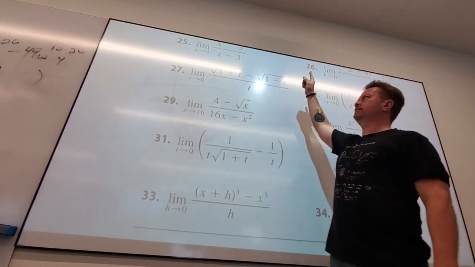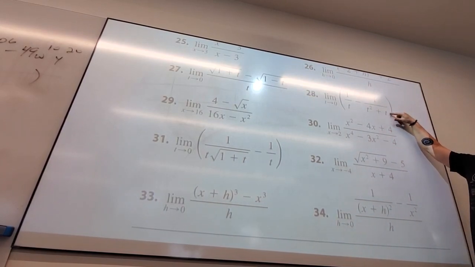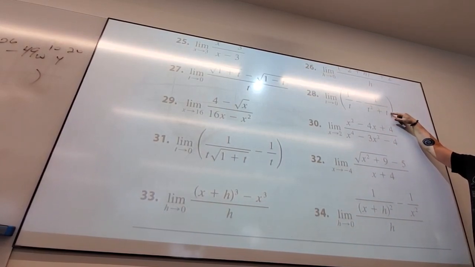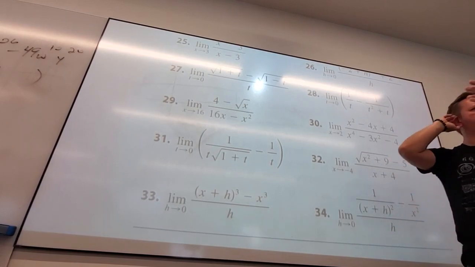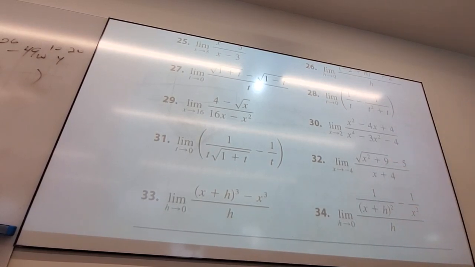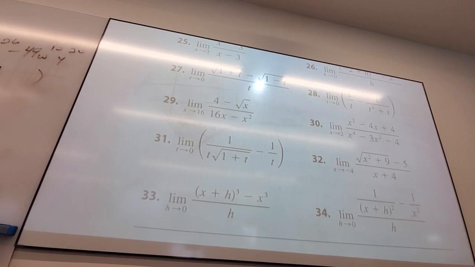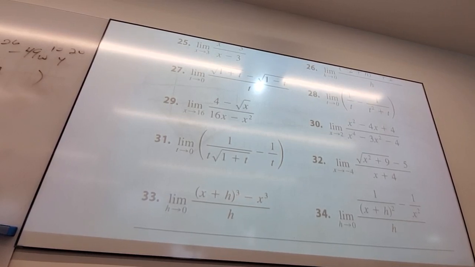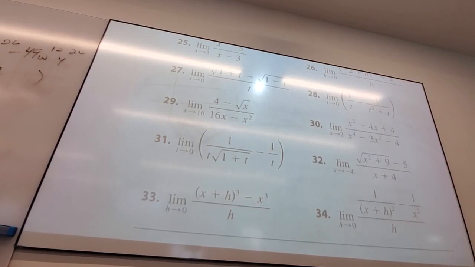What would I do at number 28? Common denominator. So again, what are the main things you could do? There might be more than this, but you can use a conjugate, you can factor and cancel, or you can combine fractions. Those are the three big ones we've done examples of. Okay, I like it.